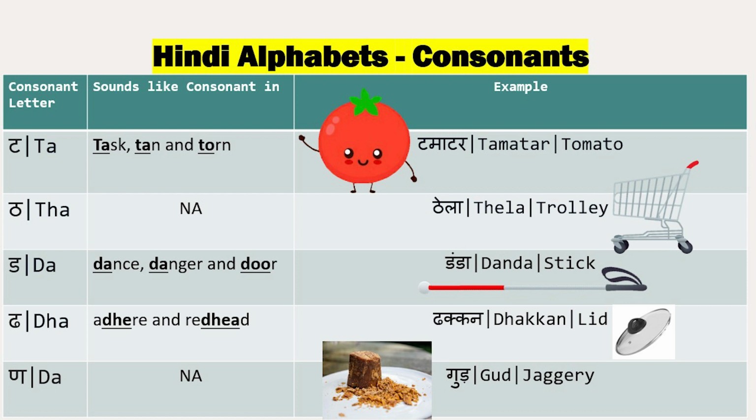Next letter dh is like how you pronounce adhere and redhead. Hindi word dhakkan, which means lid, starts with the letter dh. Next letter in this set is n. Hindi word gud, which means jaggery, ends with the letter d.